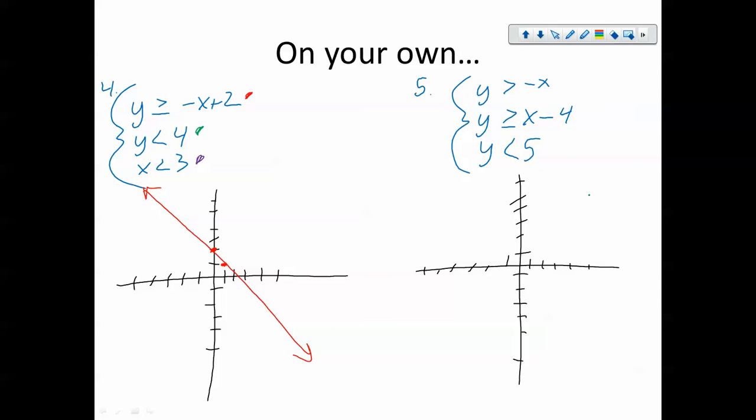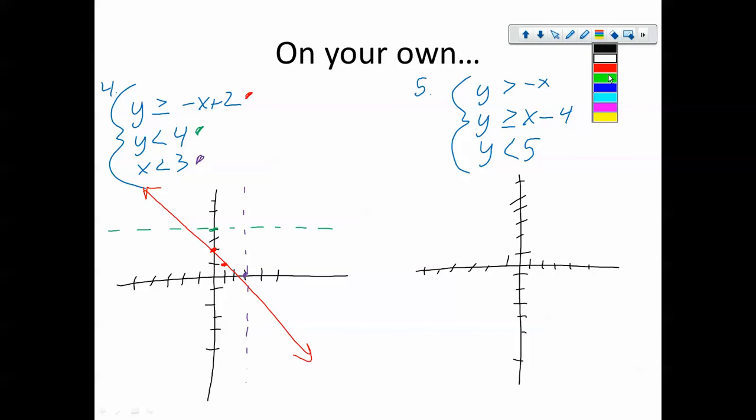Green line, it is y is less than 4. There's no x there, which means we're at y is 4. This is a horizontal line. It is dotted. Purple line is x is less than 3. X of 3 is right here. That is a dotted line. That is vertical.